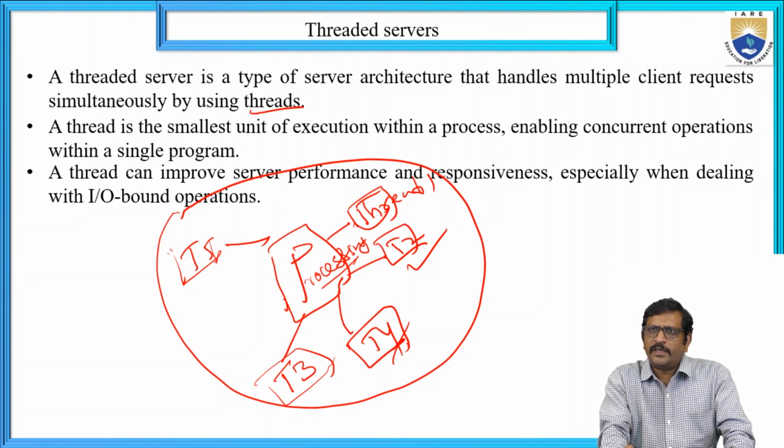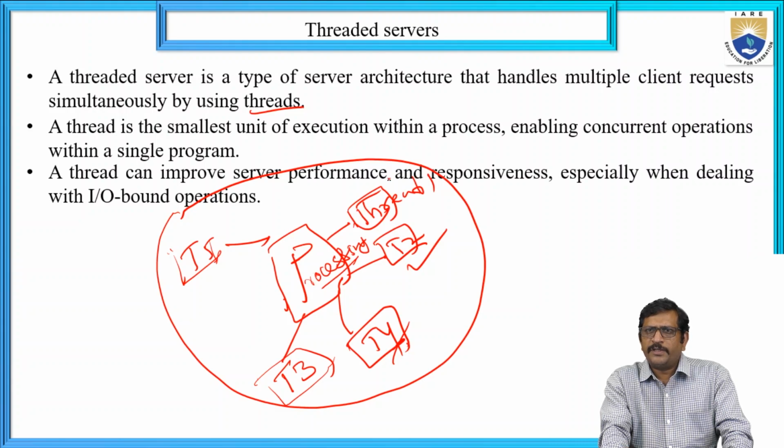This enables concurrent operations within a single program. That means at a time multiple clients can send requests and have their operations performed within a single program. That's why threads improve the performance or responsiveness of the process.